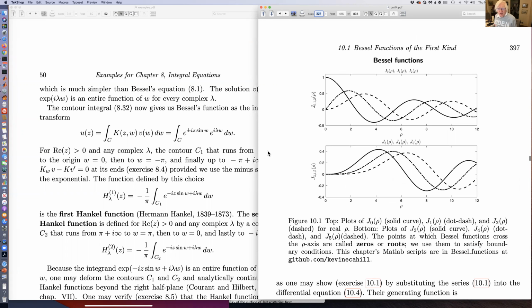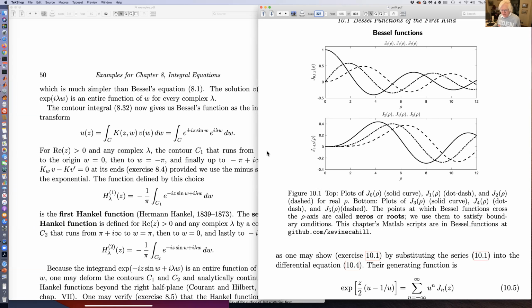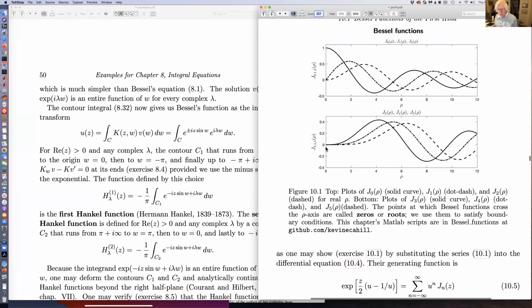Here are plots of Bessel functions, courtesy of MATLAB. The scripts, of course, are in this GitHub. I never know how to pronounce that. I guess it's GitHub because the G in English is normally like that. Anyway, all of them are 0 when rho is 0, except for the 0th one, which is 1.